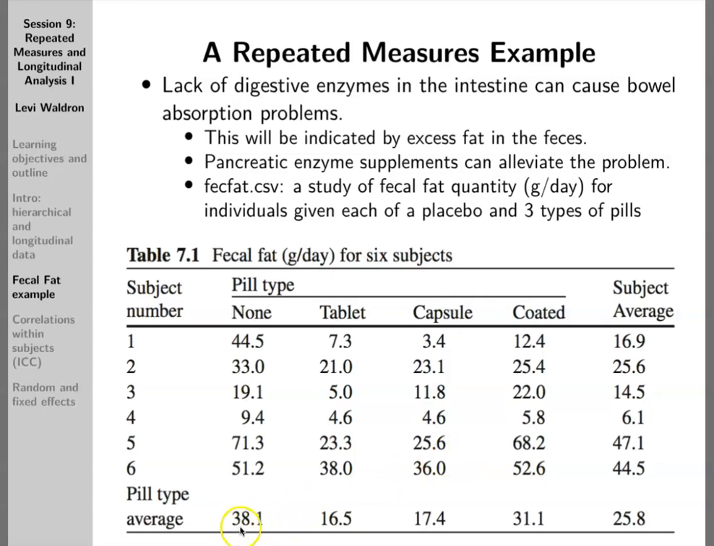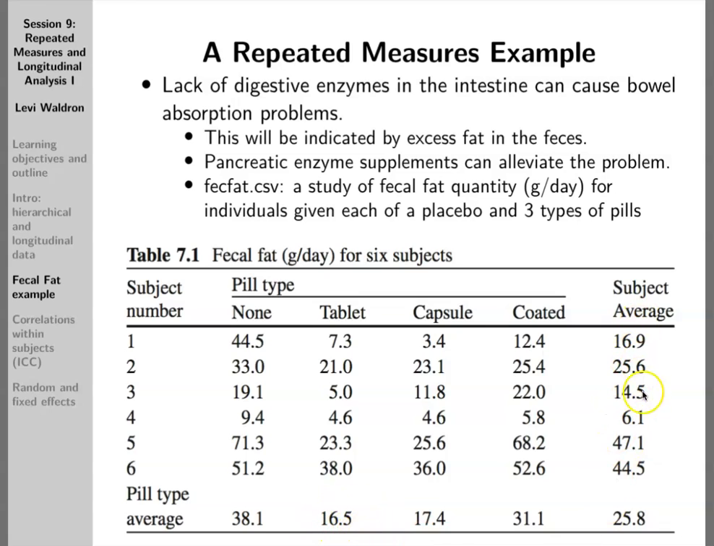And this table shows the marginal averages over pill type and subjects. So just very briefly looking at it here, we can see that across the pill types there are certainly some differences in the mean. The amount of fecal fat excreted for the placebo is about twice as much as for a couple of the different treatments. So we're going to follow up on this and see if this does in fact appear to be a statistically significant improvement in the reduction of fecal fat.